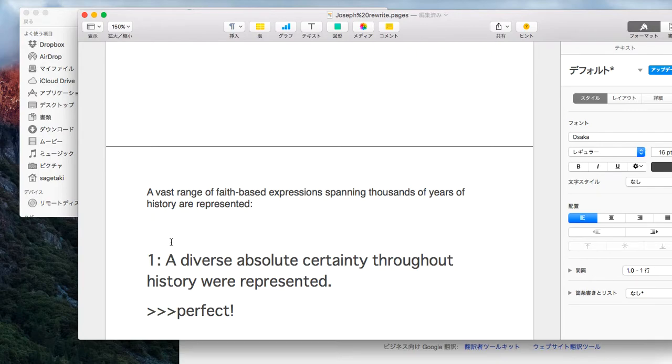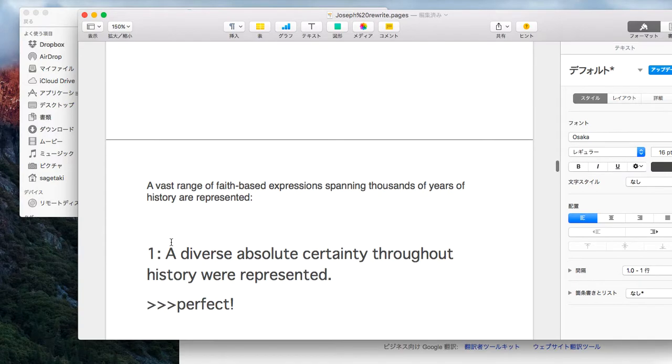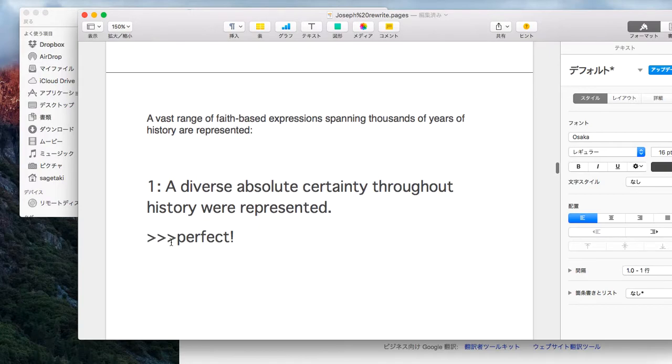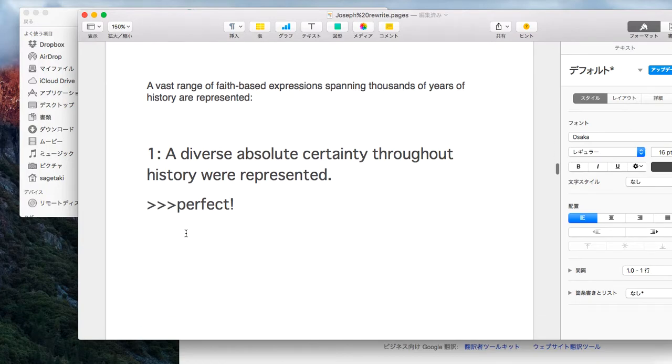"A vast range of faith-based expressions spanning thousands of years of history presented." Okay, this is a past tense. You don't necessarily have to make it into an active voice. This is past, and that's perfectly fine. Yeah, it's okay. This doesn't have to be chopped into several parts. "A diverse, absolute certainty throughout history will present," and this is perfect.